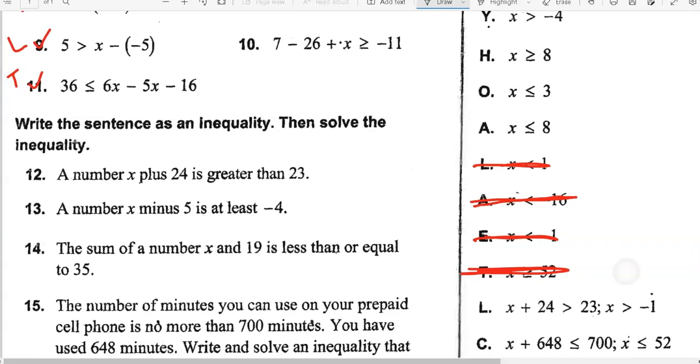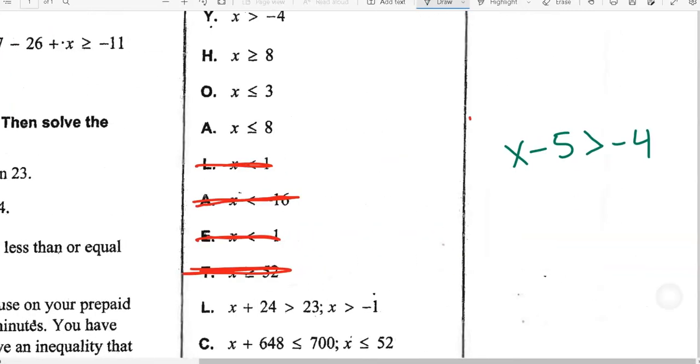Can it be equal to? That's a little tricky. I think it might be able to be equal to at least negative 4. I think it could be equal to that because it means it could be negative 4, right? Or bigger. Yeah, it can be equal to negative 4. If it said it had to be greater than negative 4, that would not be equal to. But to say at least negative 4 means you can be negative 4 or bigger. Okay. And we're going to find out, right? Because if our answer is not there, then we know we did it wrong.